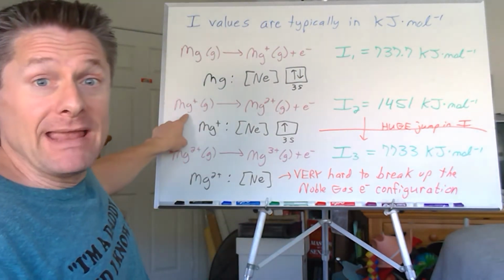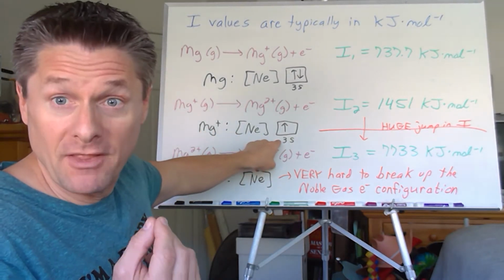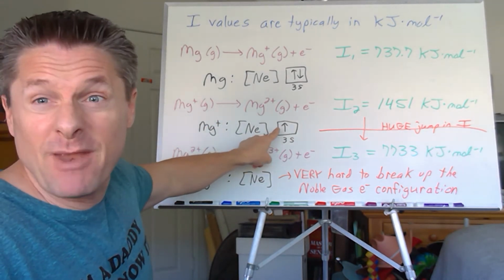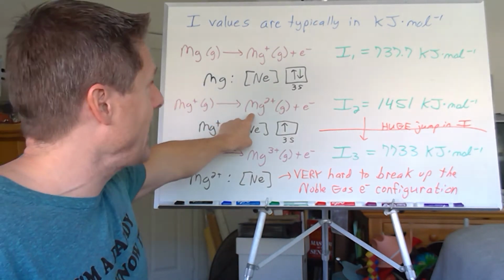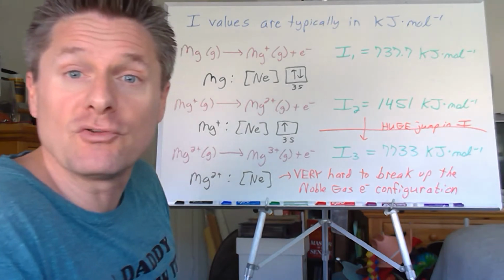And then if we take magnesium +1 with this electron configuration, neon with 1 electron in the 3s subshell, that'd be the magnesium +1 ion. It would love to get rid of that, right? But it still takes energy. So to form the +2 cation, the second ionization energy is 1,451 kilojoules per mole.